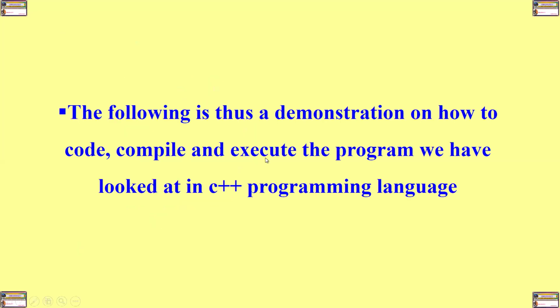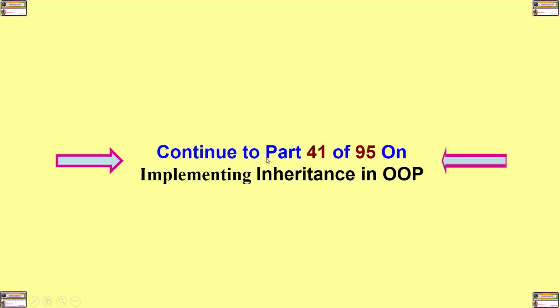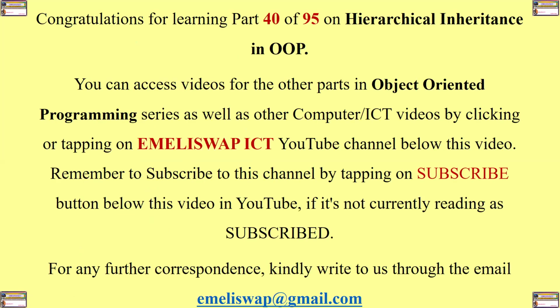So from there, my dear students and the rest of the learners, we have come to the end of part 40 of the 95-part series. You can continue to part 41 of this series, in which we are going to learn how we implement inheritance in object-oriented programming. Congratulations, therefore, for learning part 40 of 95 on hierarchical inheritance in object-oriented programming.